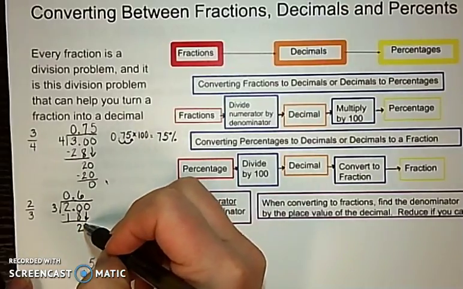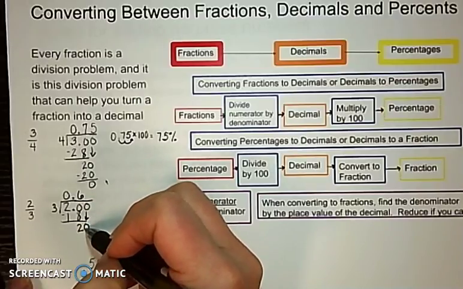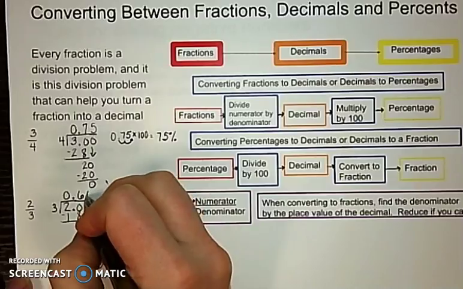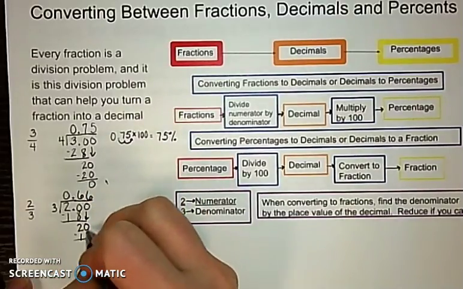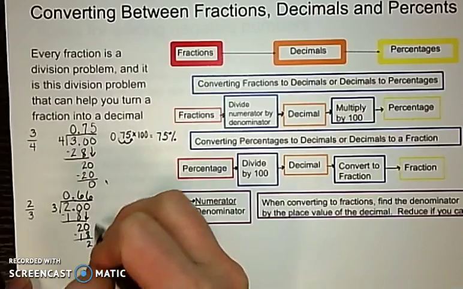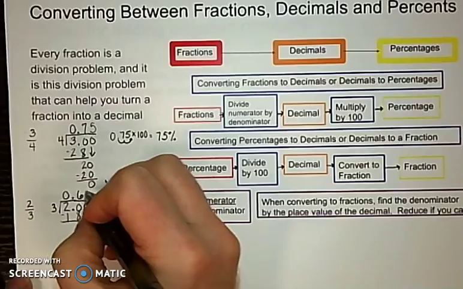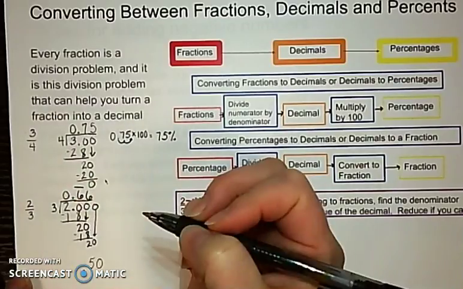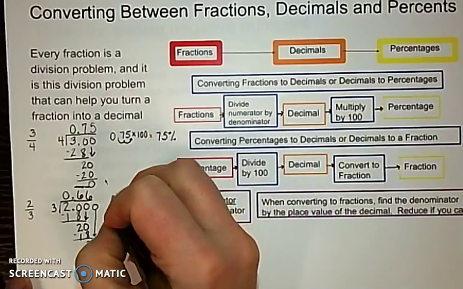Now I'm going to notice right away that I started with 20 here, and now I'm suddenly going into 20 again, which means I'm going to be able to go into it 6 times again. 6 times 3 is 18 again. 20 minus 18 is 2 again. And this becomes a pattern, and this is what we call repeating. And I can stop right here and put the bar just over the first 6, or I can put it over both of them.